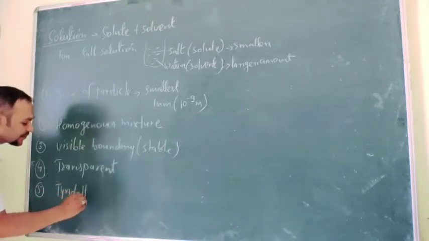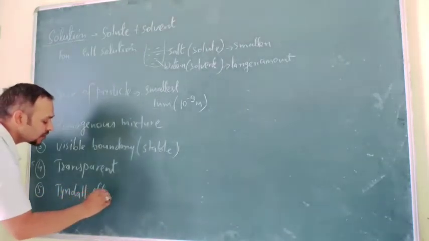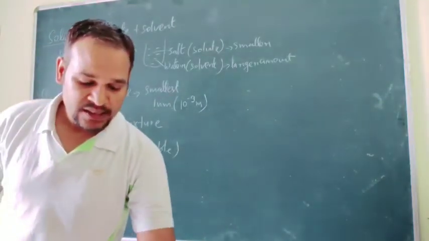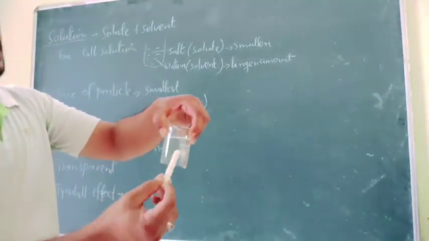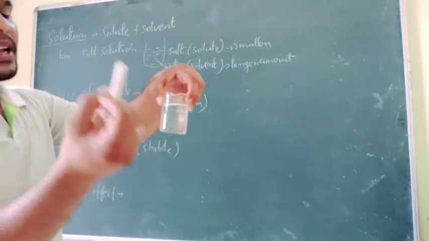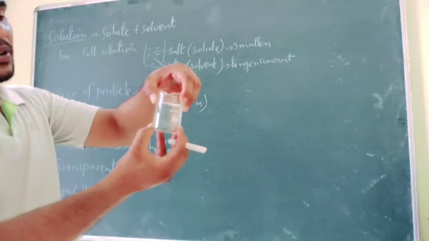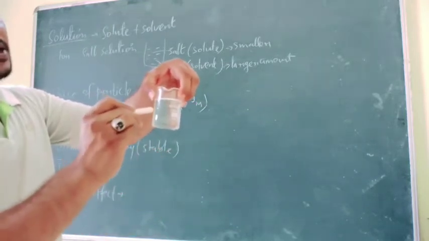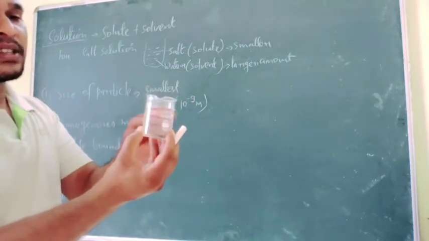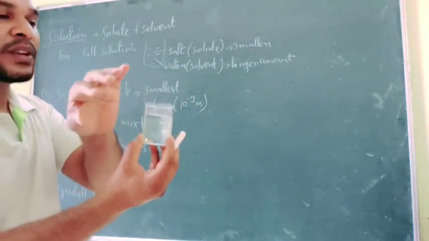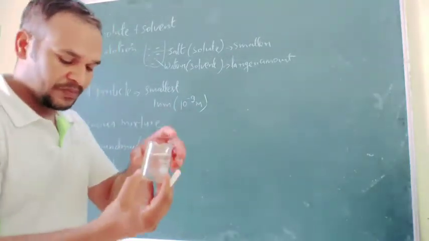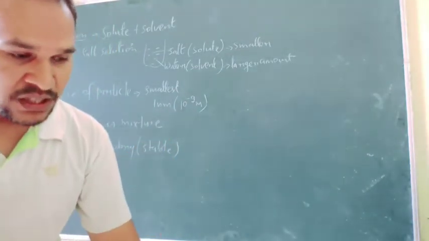Tyndall effect, that is when light ray passes through the solution. When light ray passes through the solution, it directly passes. The light ray is not scattered. The light ray will scatter when the particle size is larger. The size of the particle is so small that it is not hindering the way of light. So light will directly pass across the solution. Is that clear? So what is Tyndall effect?